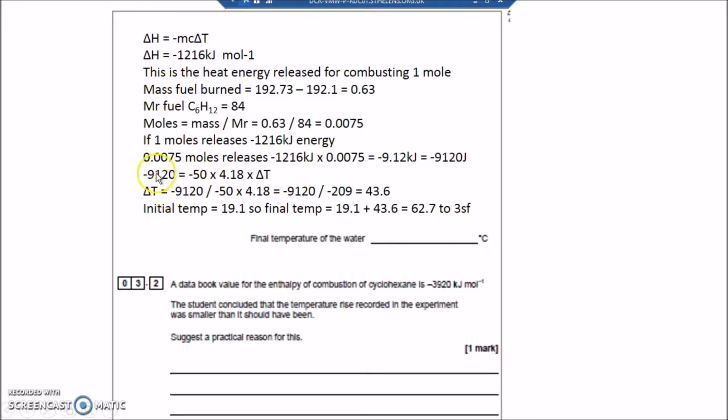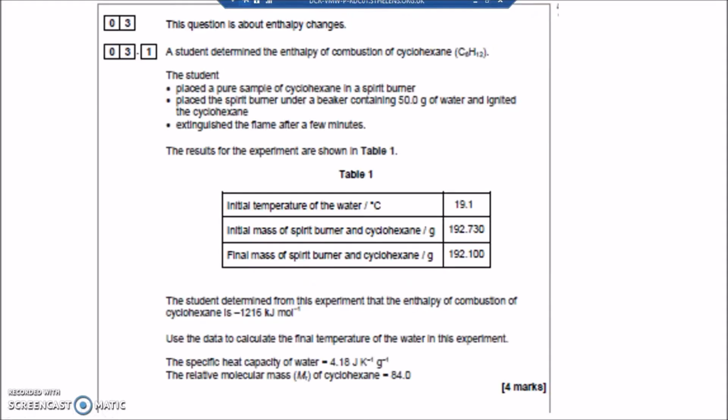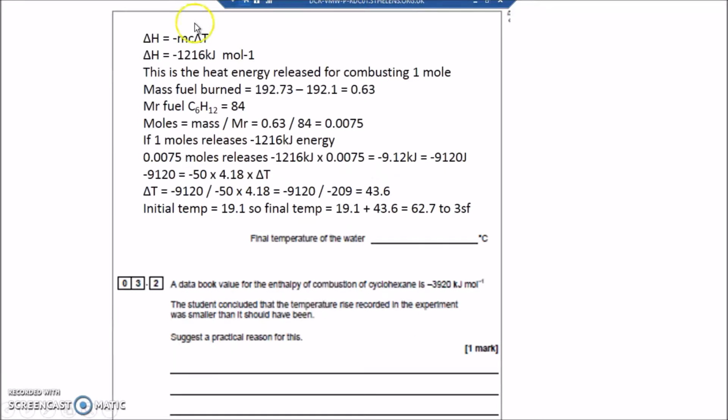So I can put this into my equation now. So this is the heat energy that should be released in my experiment. 50, remember, is the mass of the water being heated up, so M is 50 grams. So this M here is the mass of the water being heated up, nothing to do with the fuel at all. 4.18 is the specific heat capacity of the water, you'll always be given that, and delta T is what we've got to try and work out, so that's the heat change for this reaction.